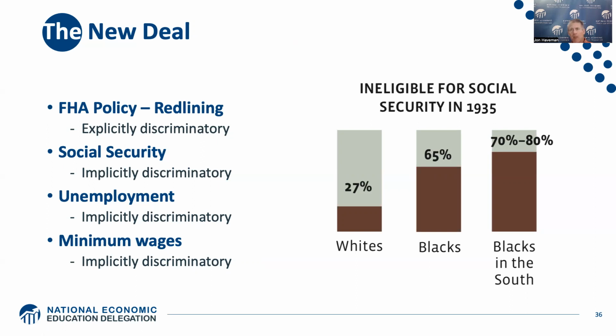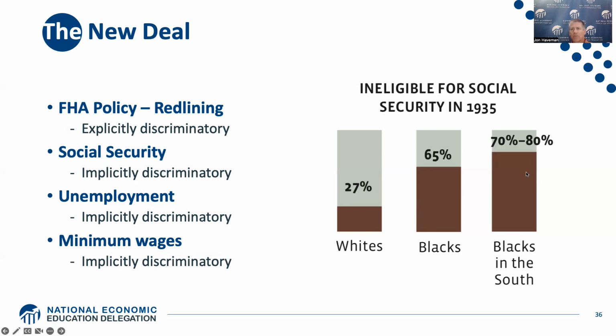and minimum wages. And so in 1935, that made only 27% of white workers ineligible for Social Security, but it made 65% of Black workers ineligible, right? And it was really the politicians from the South who were pushing for these exclusions, right? Trying to reintroduce or exacerbate differences in the treatment between Black and white individuals.